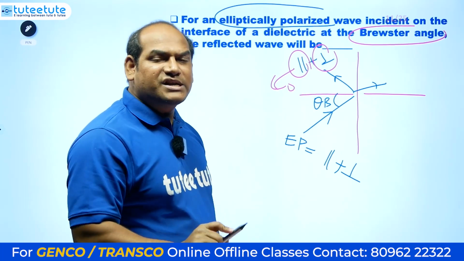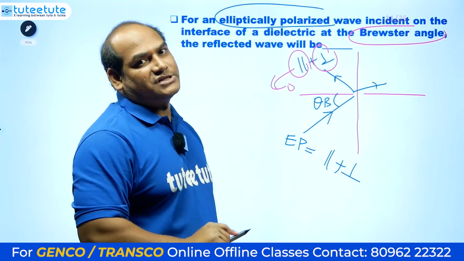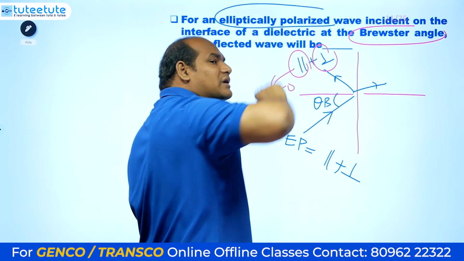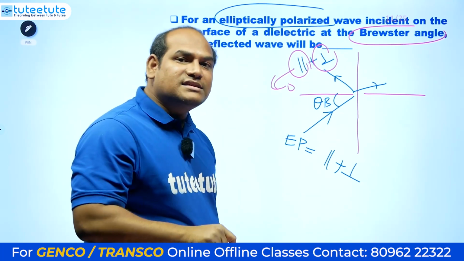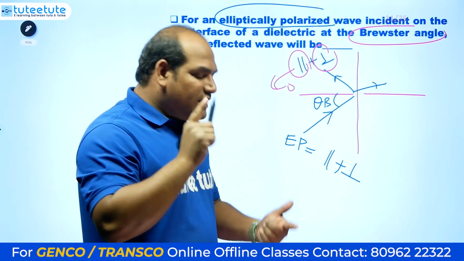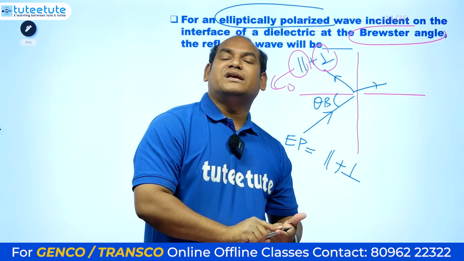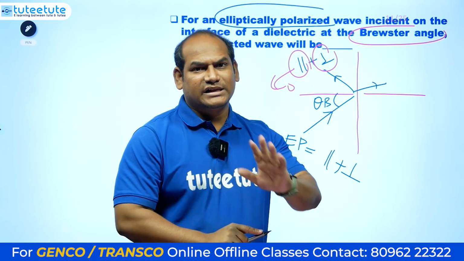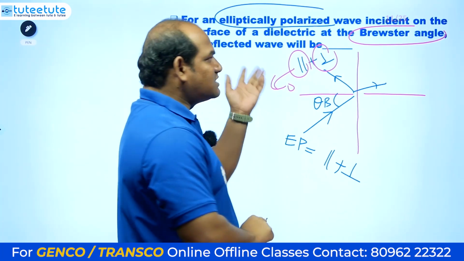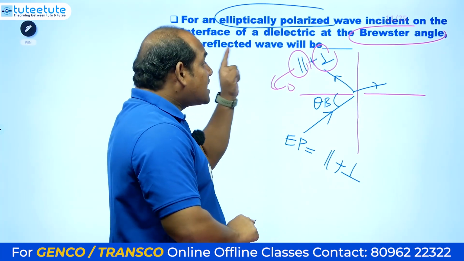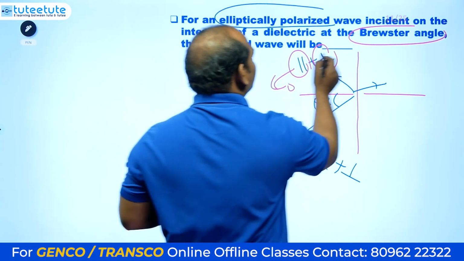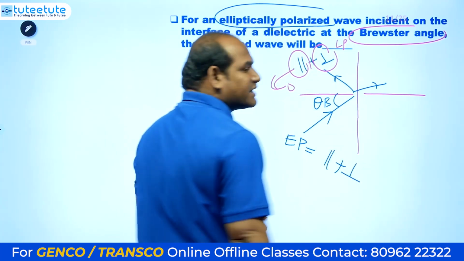Only perpendicular polarization means that is linear polarization. Or if you make this 0, only parallel polarization will be there. Again, that is linear polarization. Either you have only parallel polarization or only perpendicular polarization, then we can tell that is a linear polarization. That is what they are asking. This is because if you incident at Brewster angle, the reflected wave will be linearly polarized.